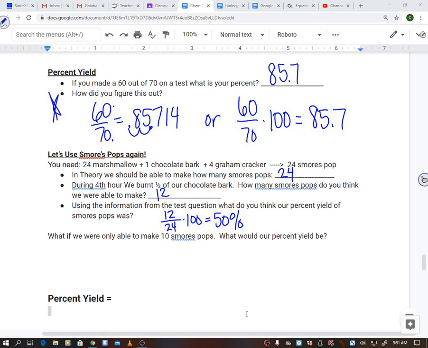So let's look at this one. What if we were only able to make 10 s'mores pops? What would our percent yield be? Well, it's the same thing. What I made versus what I could have made. So what I made was 10. What I could have made is 24, times 100, and that is going to be 42%.